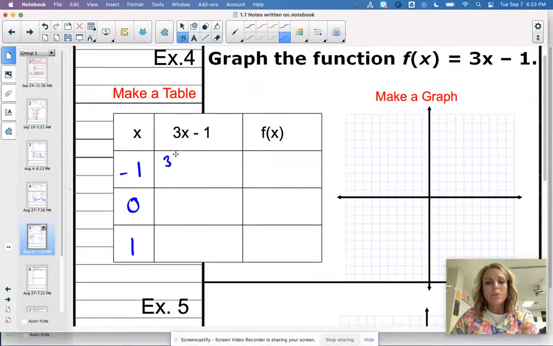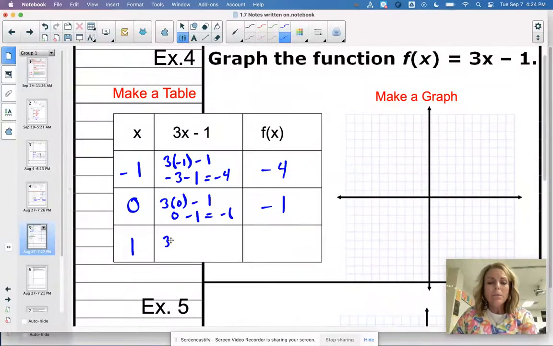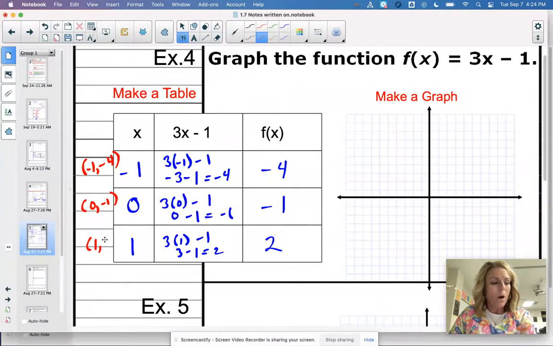Now, let's plug those in. If I plug -1 in here, 3 times -1 is -3. -3 minus 1 is -4. So that is our y value. Now let's plug in 0. 3 times 0 is 0, minus 1, that's -1. And plug in 1 for x. 3 times 1 is 3, minus 1 is 2. What we have just generated are 3 ordered pairs: -1, -4; 0, -1; 1, 2.